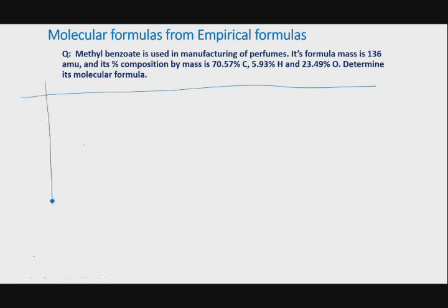So we know that the compound has C, H, and O. We know the percent composition of carbon is 70.57. Percent composition is always by mass.